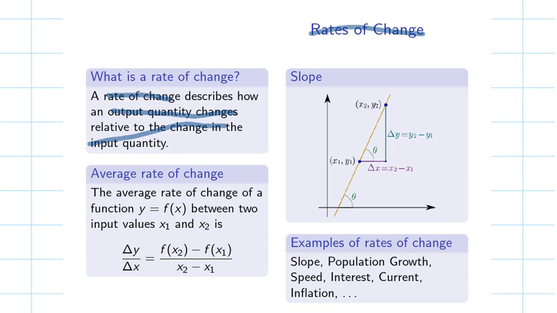So we have a function with an input that's changing, and that causes the output to change, and we want to describe that relative rate of change. The first thing is we want the average rate of change. So here's the function, y equals f of x, and we have two input values, x1 and x2, and we want to see how much the input changes and how much the output changes, and it's the ratio.